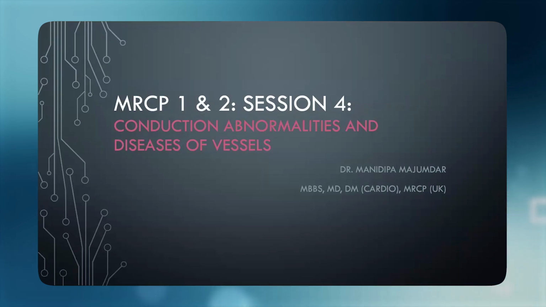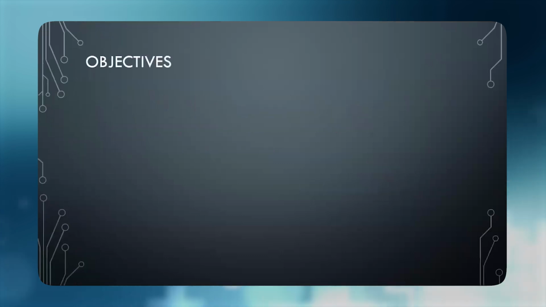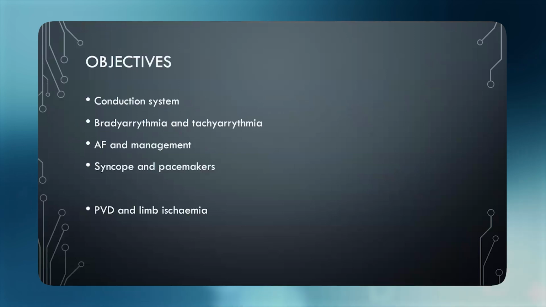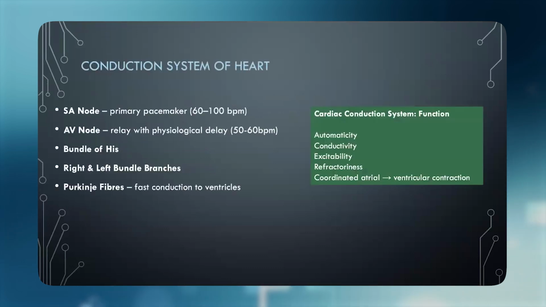So in this last session we are going to talk about conduction abnormalities and diseases of vessels, meaning arterial and venous diseases. Today's objectives: conduction system brief overview, brady and tachyarrhythmias, AF, atrial fibrillation and management, syncope and pacemakers, peripheral vascular disease and limb ischemia, DVT, and pulmonary thromboembolism.